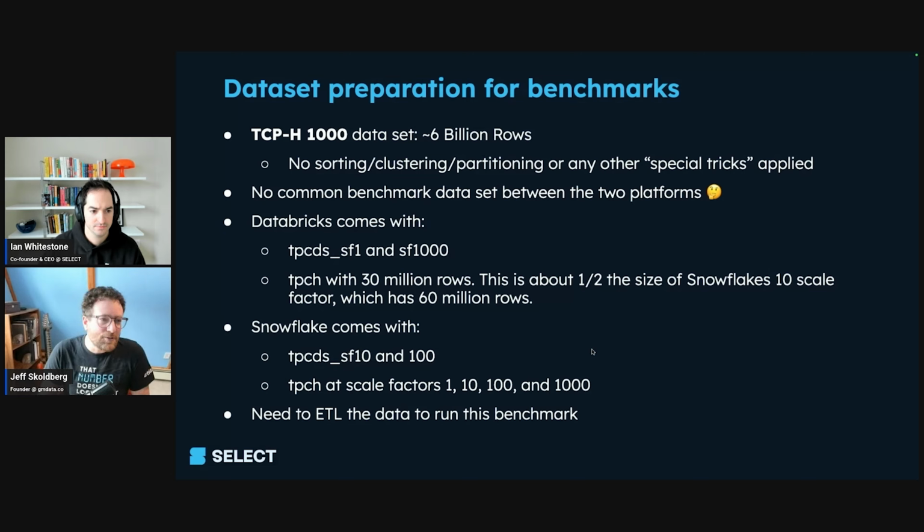It's kind of interesting. There's no common benchmark data set between the two platforms. They both come with sample data. They both come with TPC-H. They both come with TPC-DS. They don't both come with the same sizes. And boy, it does feel on purpose, but I really wish that Snowflake and Databricks could just have the same data set so we can easily do this. And then we don't get complaints that, hey, the data set wasn't optimized in warehouse 1 or warehouse 2 or whatever. But yeah, so we had to ETL the data set.